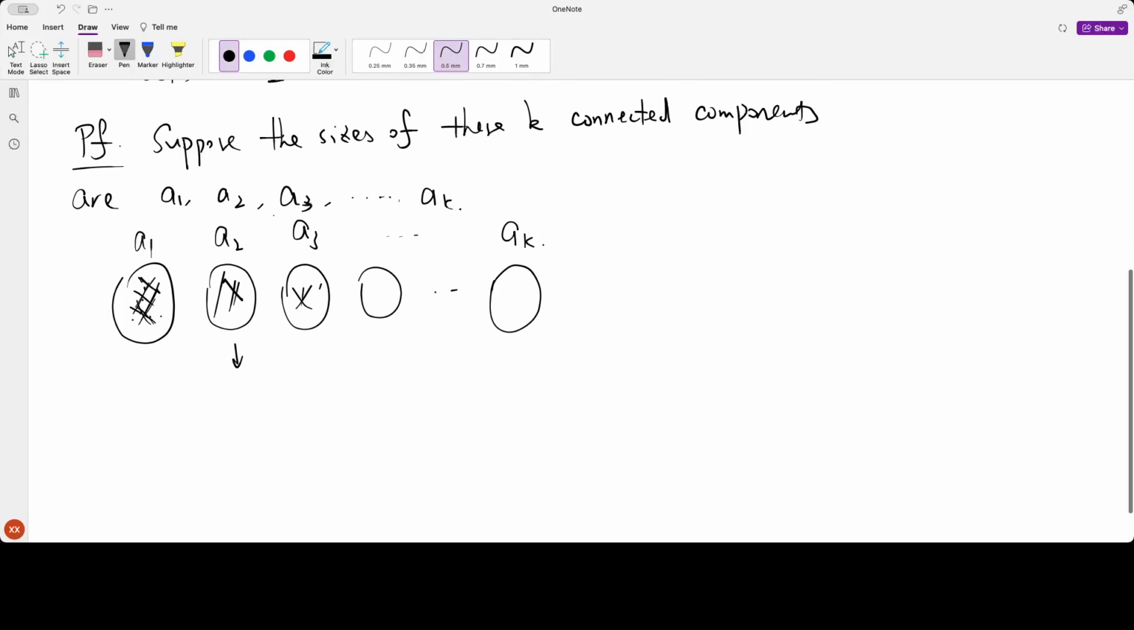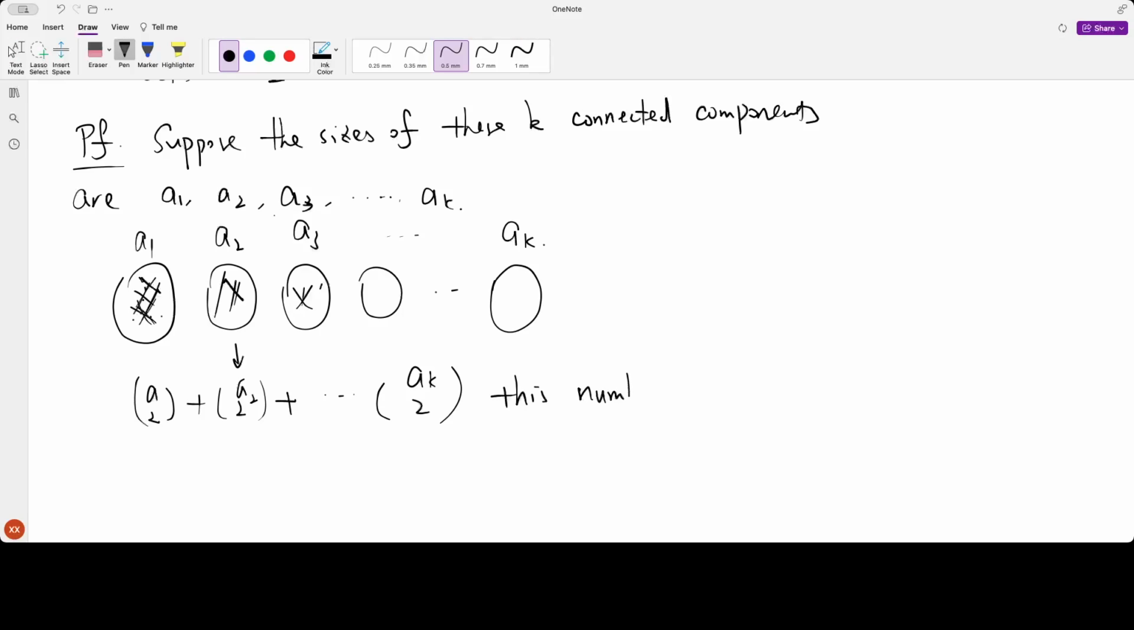So in this situation, how many edges do you count? Here you find A1 choose 2 edges, right? Here you find A2 choose 2 edges. So in total, there are up to Ak choose 2 edges, right? And this number is the total number of edges, right? This number can be maximized.